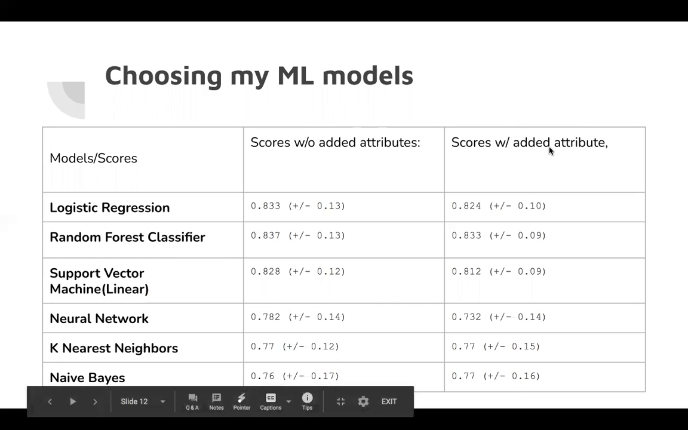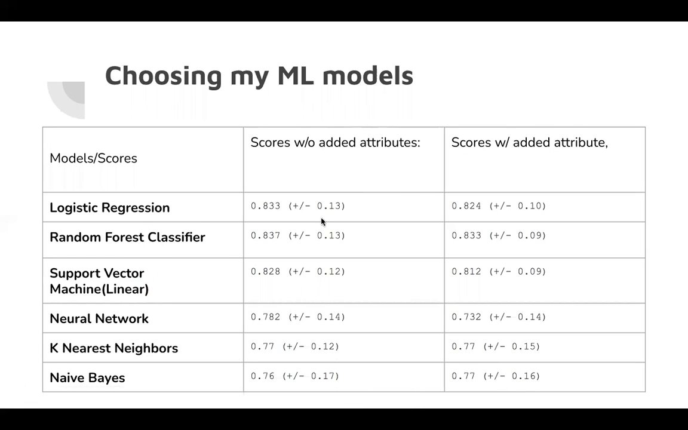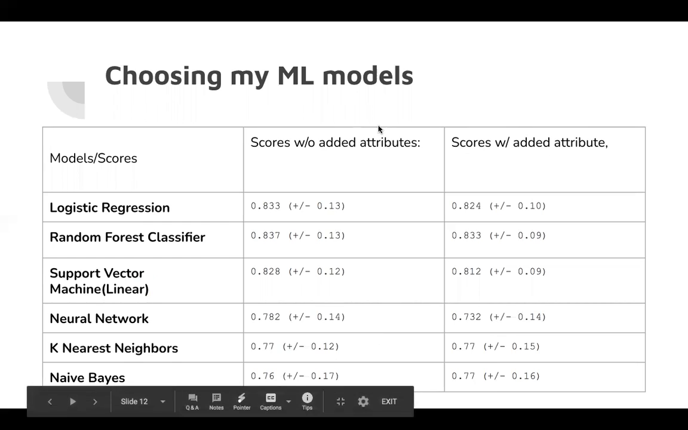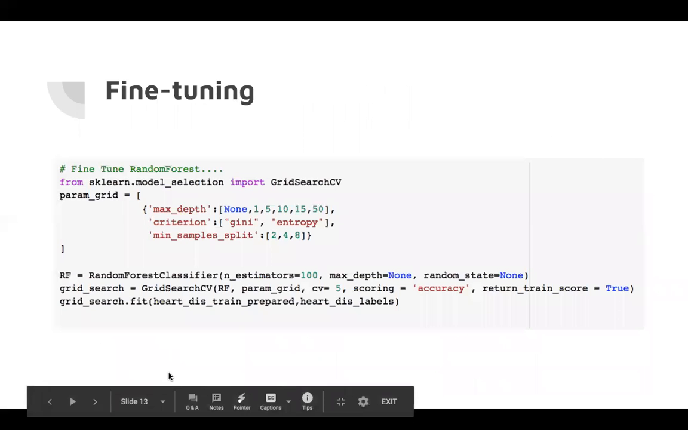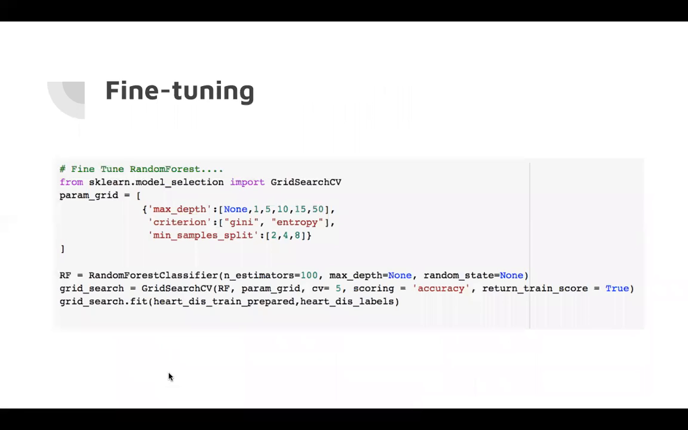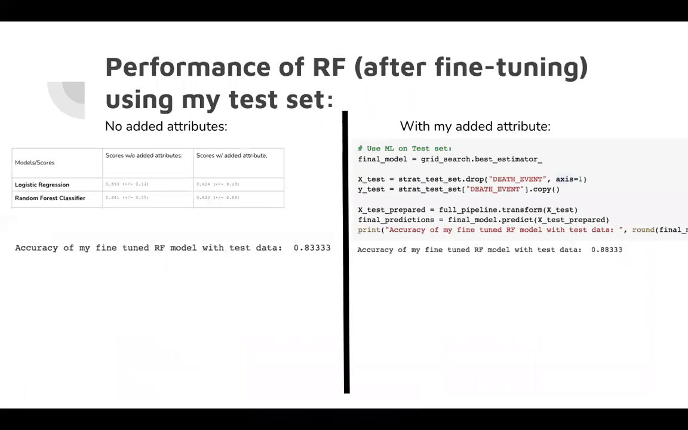We can generally see that random forest classifier performed the best in either case. And actually, we could also see that without the attributes, all the scores performed a bit better, except for naive Bayes. So after picking random forest, I had to fine tune it, and these are the parameters that I worked on. And this is the performance of random forest after fine tuning using my test set.